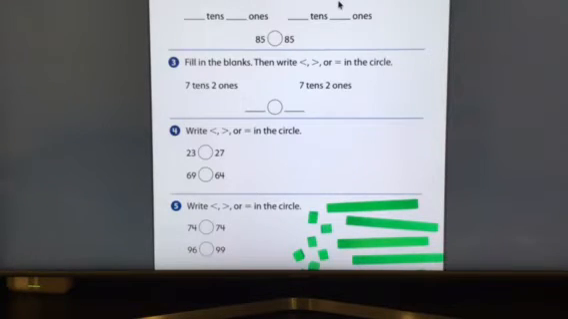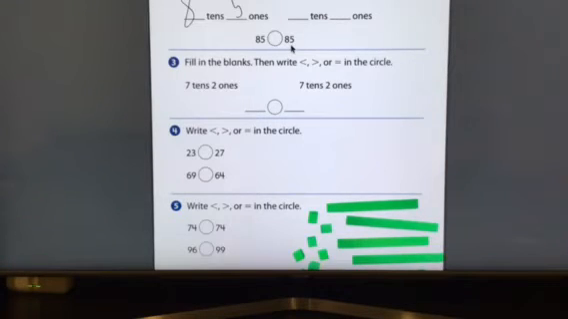We learned that equal means when two numbers are the same. This is what we learned when we were adding. We compared equation problems to make sure that they were equal. So here it says blank tens, blank ones, blank tens, blank ones. You need to look here. This says 85. This says 85. In the number 85, how many tens and how many ones? In this number here, you have 8 tens, 5 ones.